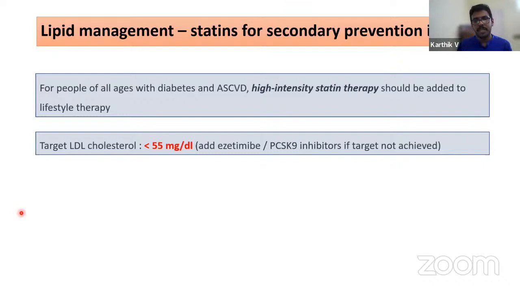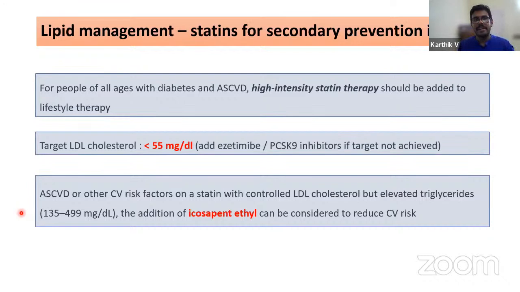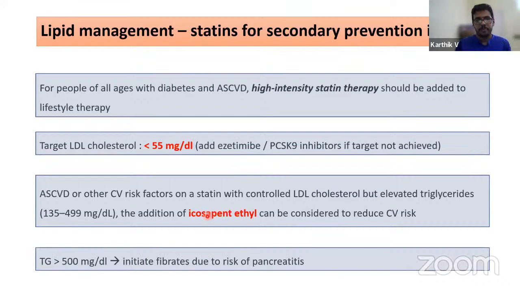And if the patient has other risk factors and is on statins, but has triglycerides more than 135 milligram per deciliter, you can start the patient on icosapent, which is an omega-3 fatty acid. And triglyceride more than 500, you have to initiate fibrates due to risk of pancreatitis.